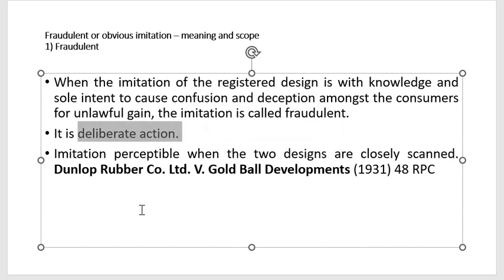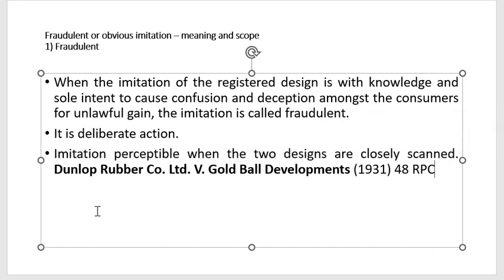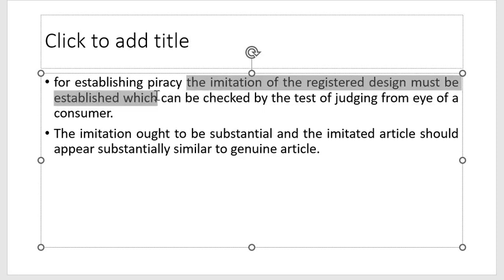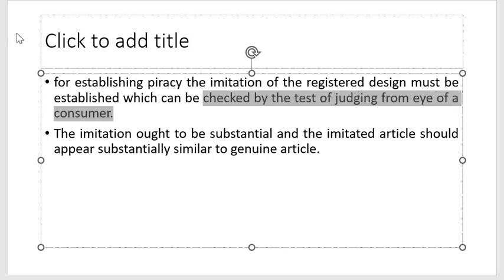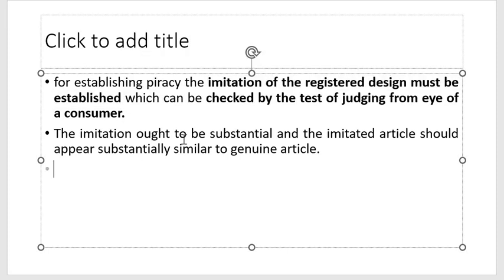So fraudulent means obviously a deliberate action. Imitation is perceivable when the two designs are closely scanned. You need to scan the two designs closely, then you can differentiate or bring out the similarity. For establishing piracy, imitation must be established, and that can be checked by the judging eye of the consumer. Imitation must be established, that yes, he has imitated, and the imitation ought to be substantial.